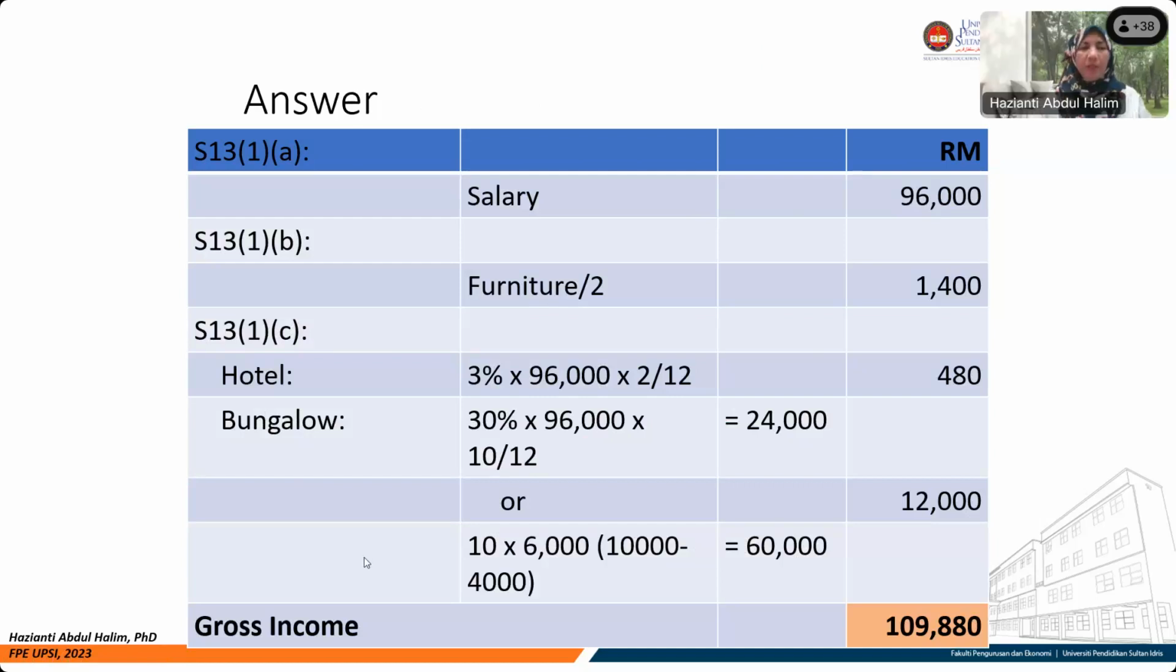Sebab dia macam dekat sini kita nampak dia bahagi kan. Kalau hotel tak apalah. But for the bungalow, kita bukan bahagi dekat sini. Kita pilih dulu. You jangan dekat sini, you dah bahagi. Let's say 24, you dah bahagi 2, 12,000. 60, you dah bahagi 2 juga, 30,000. Tak boleh. Kita pilih dulu dan kita bahagi. Kita tak bahagi dekat tengah ni. Faham, Doktor. Okay. Next.